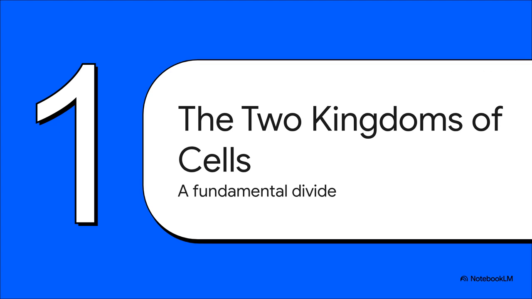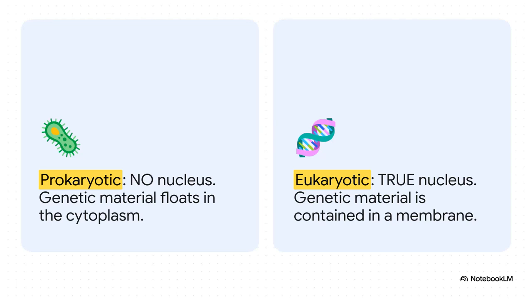Okay, so before we just barge right in, we need to understand a fundamental split in the road. Think of it like this. All of life on Earth took one of two paths. Every single living thing falls into one of two great kingdoms, and it all comes down to one crucial difference in how their cells are designed. And this is the big one.